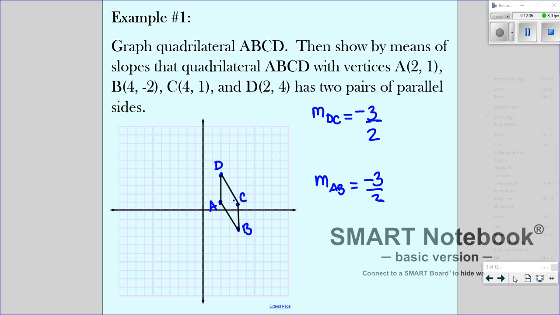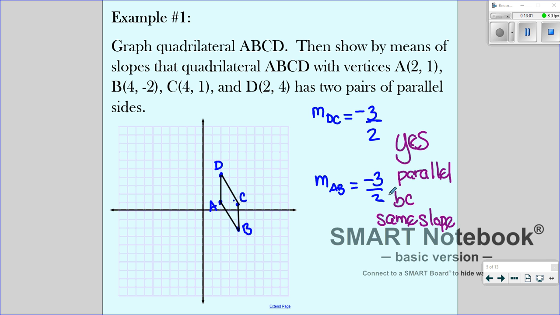All right, so by looking at the two of them, notice that they're the same. So then yes, we've proved it. Yes, parallel, because same slope. So that's how you would prove it. They give you a shape, and you find the slope of two lines to determine if they're parallel or not.